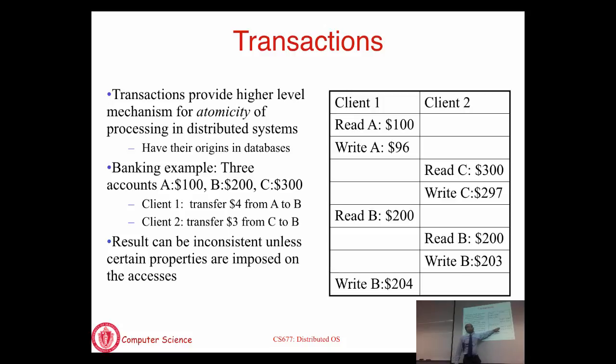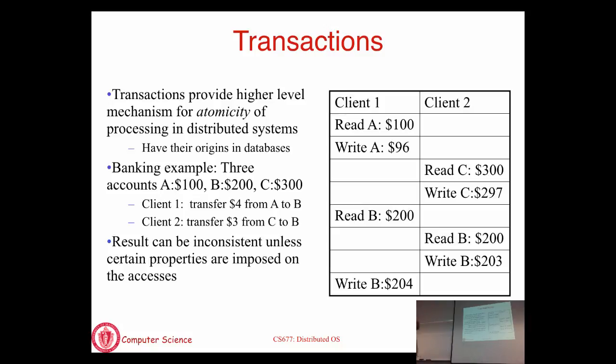Okay, you switch back to client 2, and you read the balance of B. Both of them have actually read it at the same time at this point. And then client 2 is just going to add some money to B and write it out. And then when you switch back to client 1, it has actually read the balance before client 2 ran. So it's going to simply add $4 to the old balance.